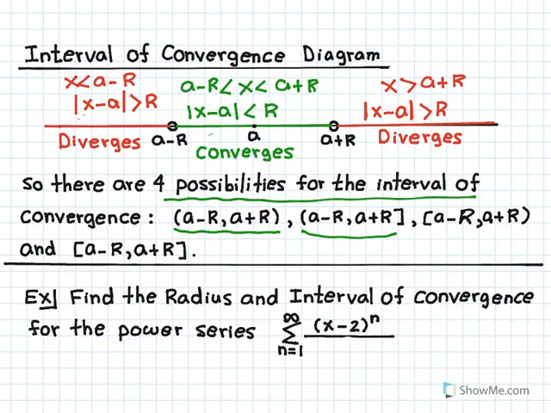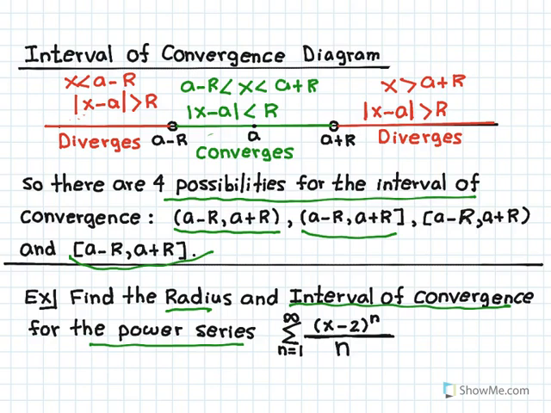The only way to determine which of these cases we have is to plug these endpoints into the power series and do a test of convergence to find out what happens at those endpoints. So let's look at an example. Find the radius and interval of convergence for the power series, the summation from n equals 1 to infinity of (x minus 2) to the power of n, divided by n.